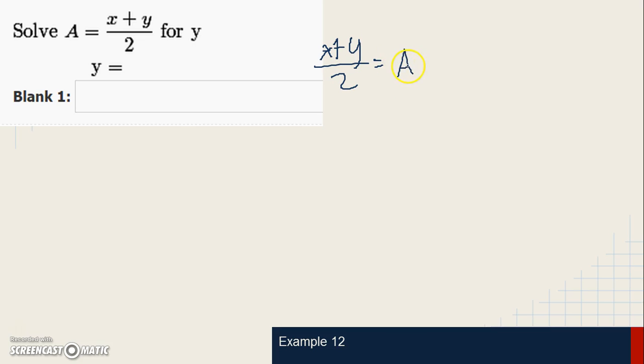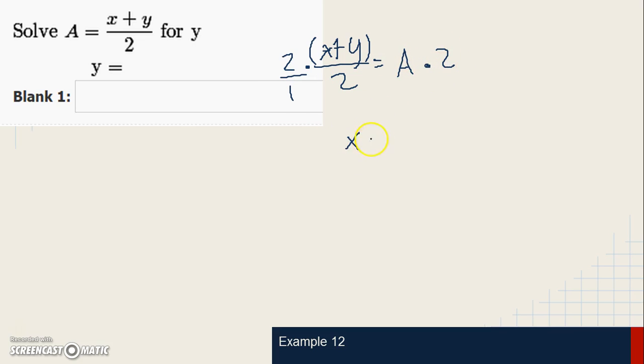x divided by 2 plus y divided by 2 equals a. Okay? Because both of these terms are being divided by the same value, I'm going to go ahead and throw that in parentheses first. Now I know that I need to eliminate division with multiplication before I do anything. I'm going to multiply by 2 to eliminate the 2. Do it to the other side.